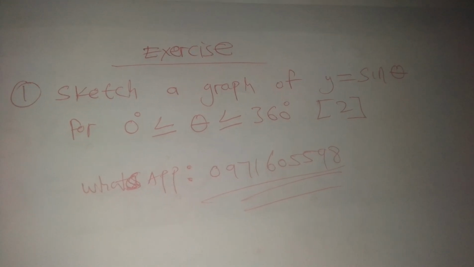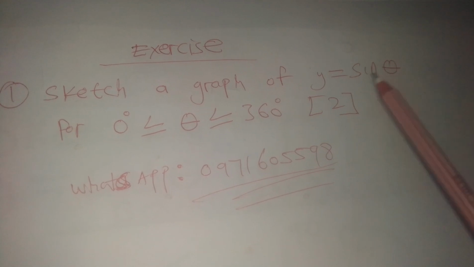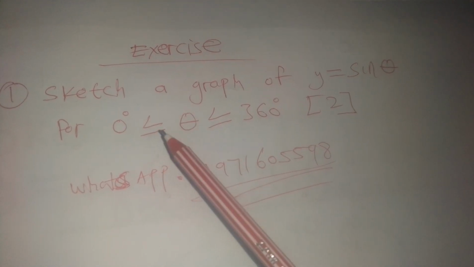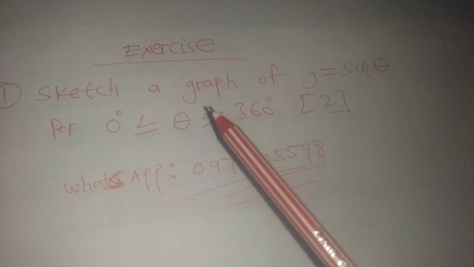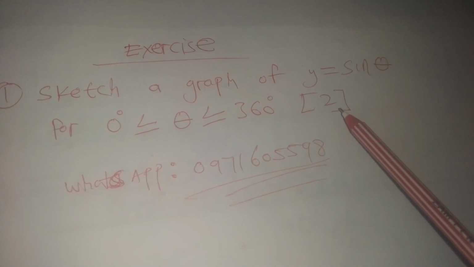For your exercise, sketch a graph of y equals sin theta for 0 degrees less than or equal to theta less than or equal to 360 degrees. The total mark is 2.